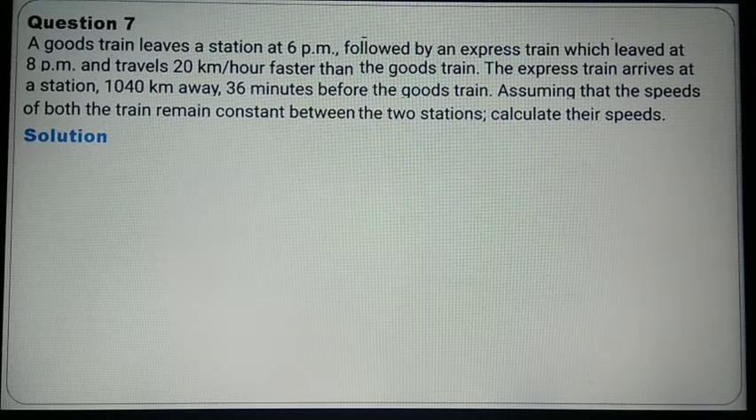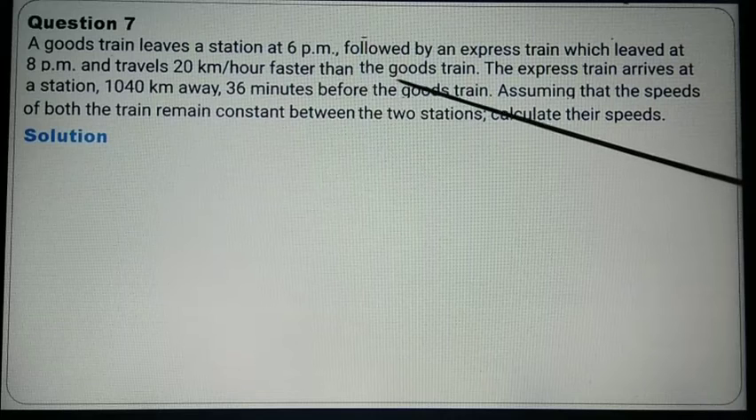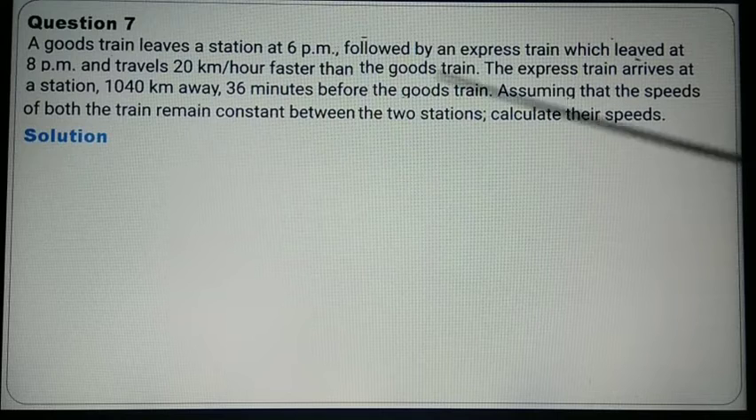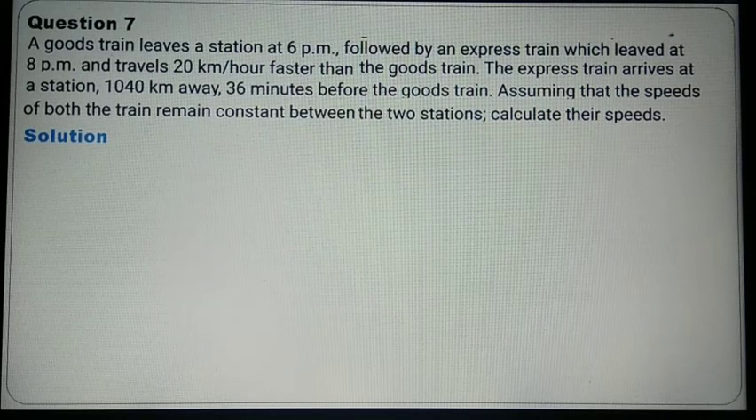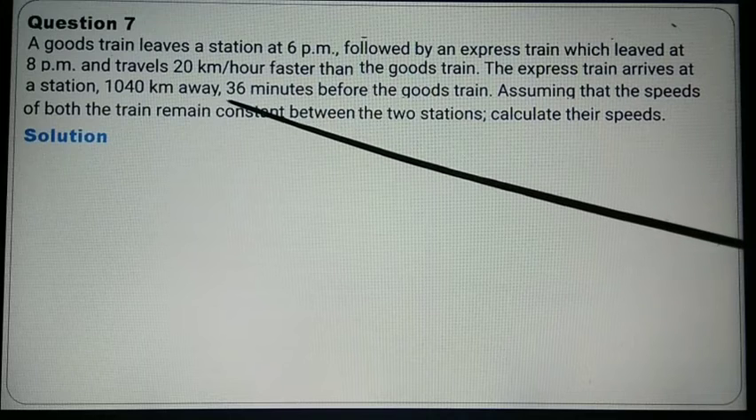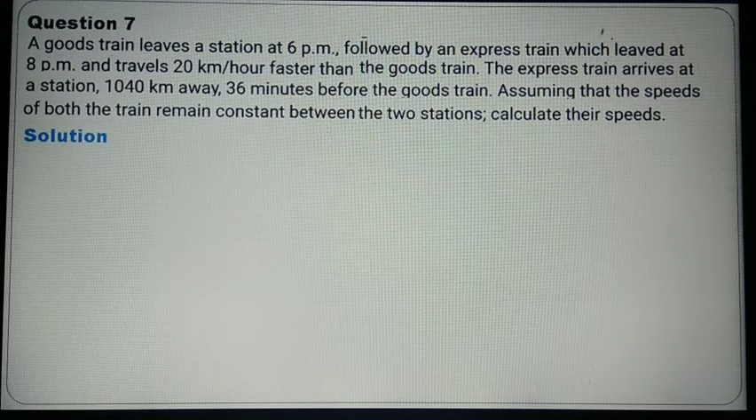Okay, so exactly after 2 hours express train is leaving, and travels 20 kilometer per hour faster than the goods train. So that means the speed of express train is more compared to the goods train by 20 kilometer per hour. Okay, the express train travels at a station 1040 kilometer away, 36 minutes before the goods train. Okay, so basically both are going towards the same destination. Okay, and there's a particular station which is lying at a distance of 1040 kilometer.